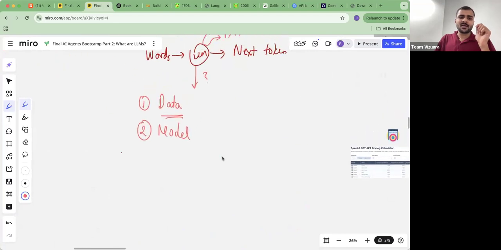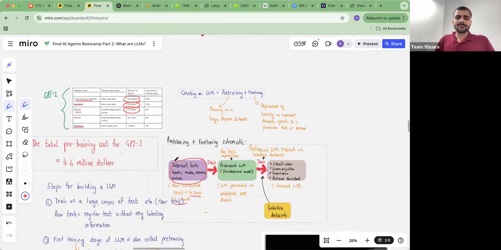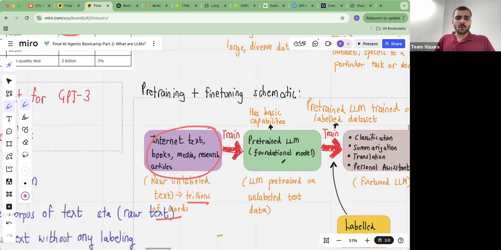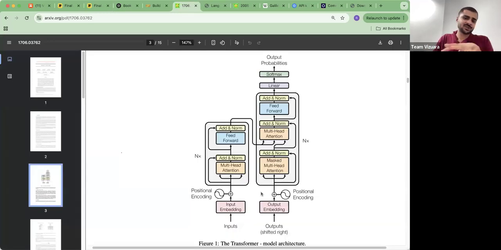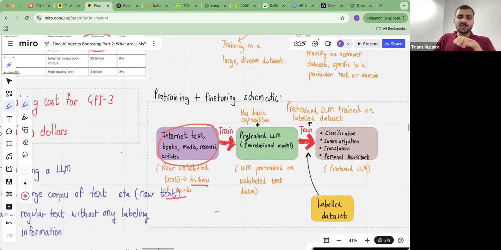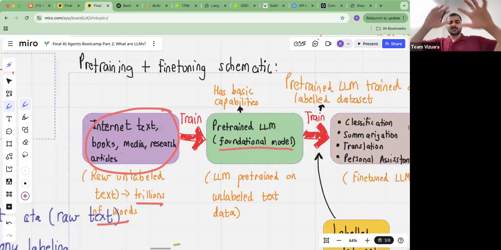Then the next step is that we have to construct a model. Once we have the data, it is then passed to a model. For now, when you think of the model, just think of some architecture like this. It's fine if you don't know every building block of this architecture. But for now, when I say a foundational model, it is essentially a model which is built on the transformer architecture.